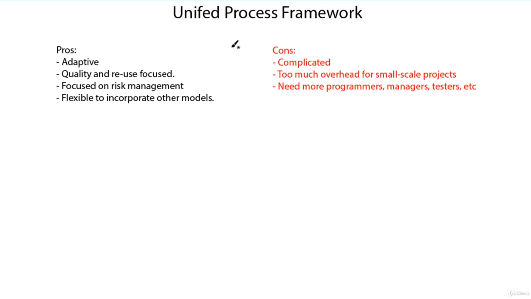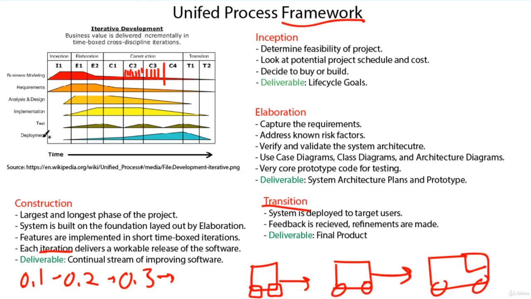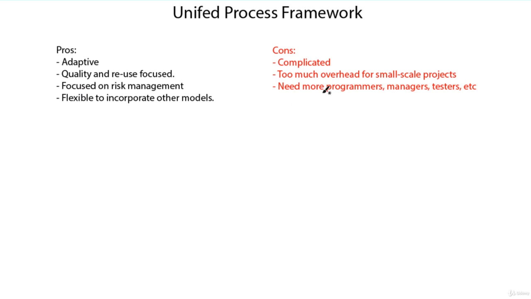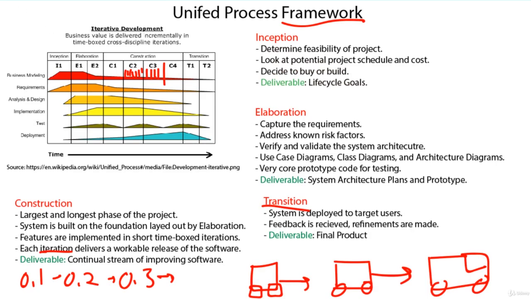And also because of the way that it's designed, because we're doing all the phases at once, and we're potentially working on different models and iterations all at the same time, it's going to need more resources. We're going to need more programmers, more managers, more testers, more basically everything, more money to get this thing done. And the timeline as well is probably going to be pretty fast, but it's going to cost a whole lot. So we have to weigh that. Is the speed of it important due to this cost? But that is the Unified Process Framework.